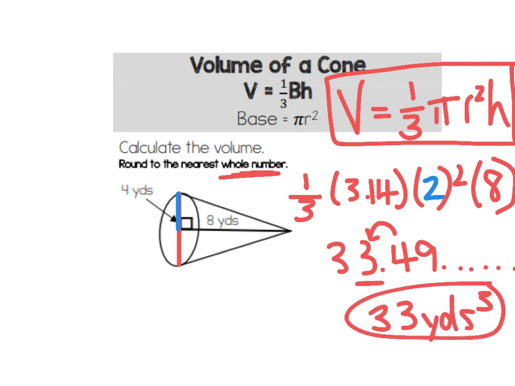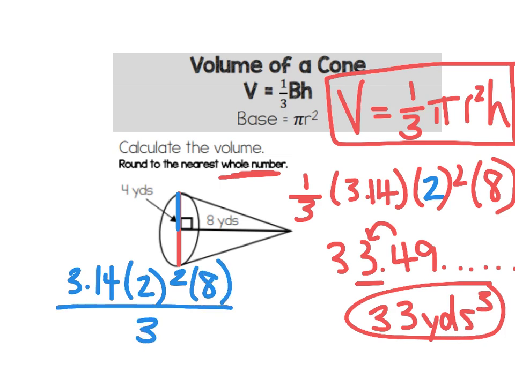I can do it that way, or I can do 3.14 times r squared times 8 all divided by 3. So I can put in the 1 divided by 3 at the beginning, or I can multiply it all and then divide by 3 at the end, whichever one you think is easier. So 3.14 times 2 squared times 8, divided by 3, and I still get 33.49. It's up to you which way you want to do it. Even though it's a fraction, it's easy to type in the calculator as 1 divided by 3 times 3.14.